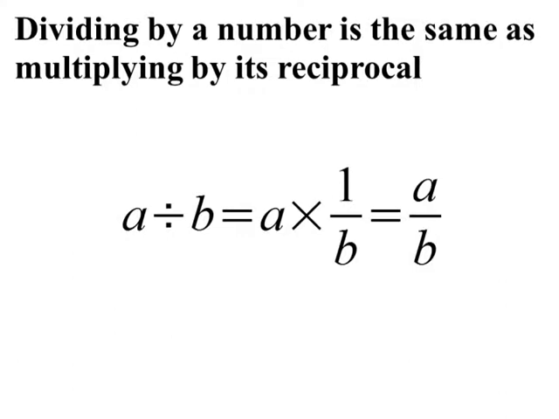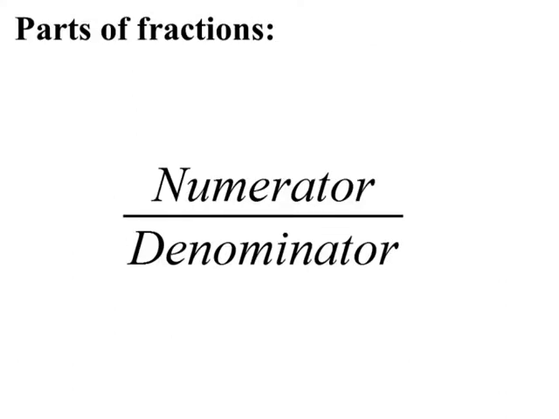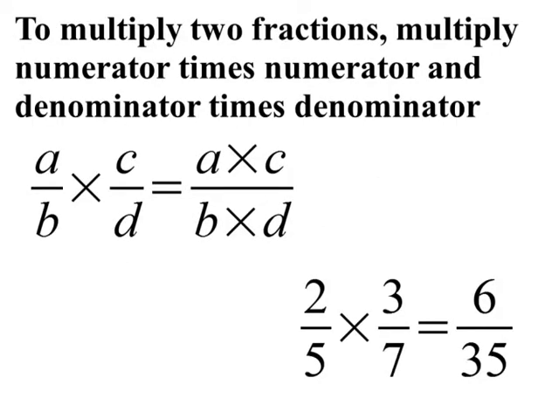Before we go on though, let's quickly review the parts of a fraction. The numerator is the number on the top, and the denominator is the number on the bottom. To multiply two fractions, we multiply numerator times numerator and denominator times denominator, or put another way, top times top and bottom times bottom. For example, to multiply 2/5 times 3/7, you would multiply the numerator 2 times the numerator 3 and get 6, and you'd multiply the denominator 5 and the denominator 7 to get 35.